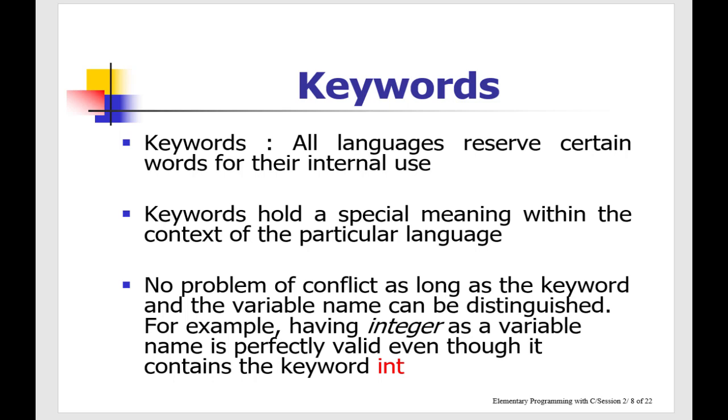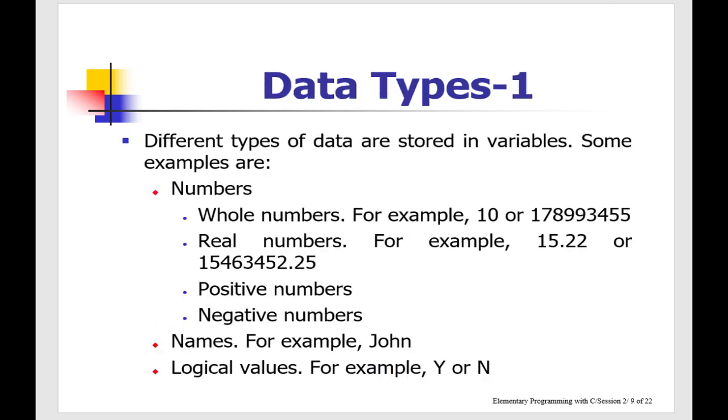After understanding what keywords are, we need to look at the data types which are supported by the C programming language. Let's move on. Data types. When you're programming, you use different types of data, and this is stored in different data types. Some examples that you may use are numbers. For example, you could have whole numbers. How many students were there in class today? How many sales or how many items were sold today? And we have examples given there, 10 or 178,993,455.